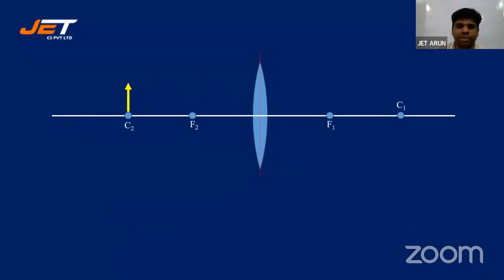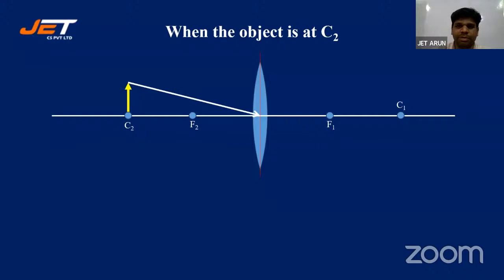All right. Now the object is at C2. Where do you think the image will form? When the object is at C2, I'll choose a ray passing through the optic center. Excellent. Answers are quick, very quick. Excellent. But let's look at the ray diagram.